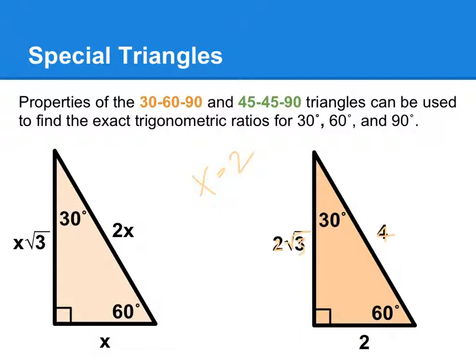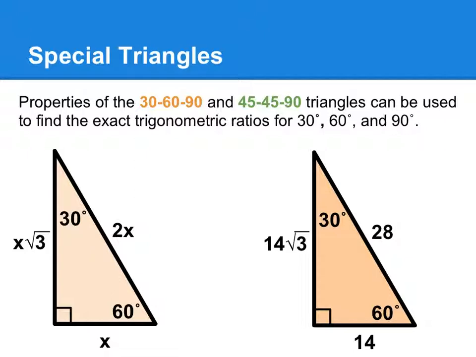Now, the way to remember this is that the smallest side, this bottom side right here, is always going to be x. The hypotenuse is always going to be 2x. And the only one that's left, the middle side, is x square root of 3. Now, it's going to be a little hard. You kind of just have to memorize this at first, but then you start to get the hang of it.